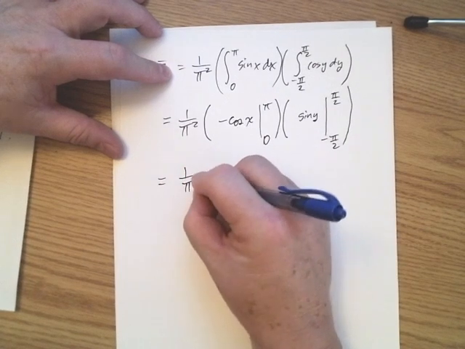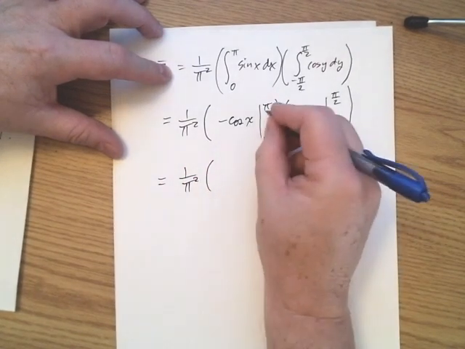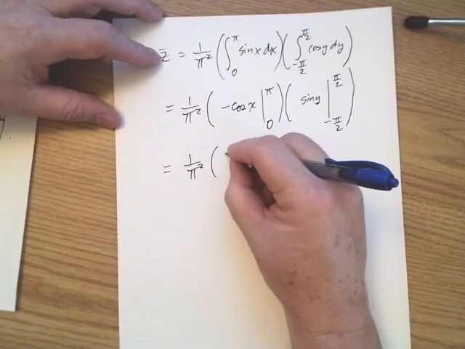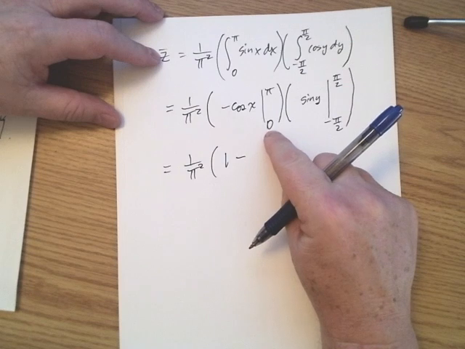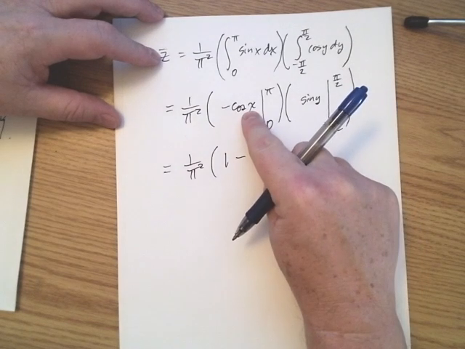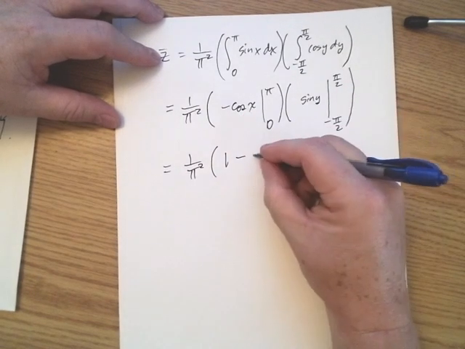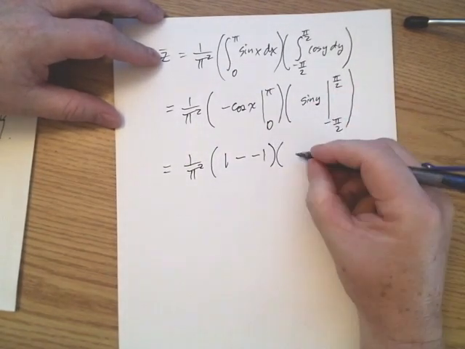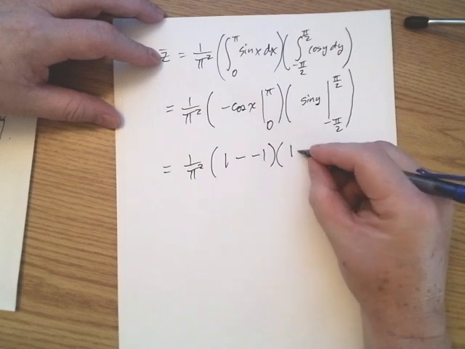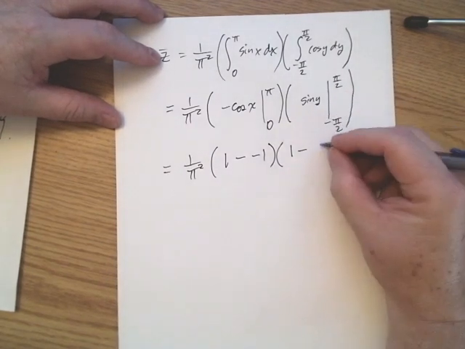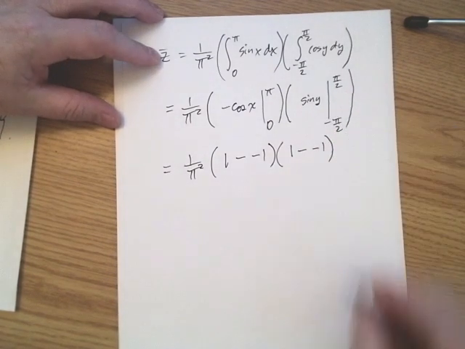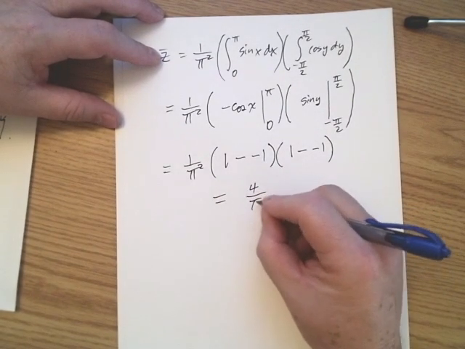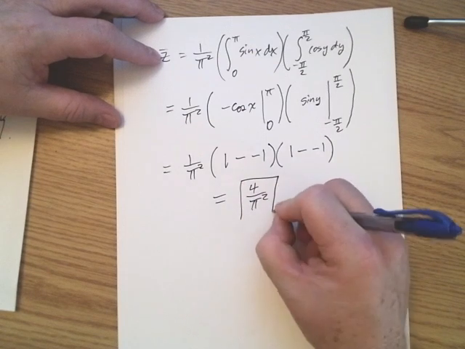So that's 1 over pi squared. Let's see, the cosine of pi is what? Negative 1. And I'm negating that, so I get 1. And then I'm subtracting what? This evaluated at 0 is 1, so that's negative 1 I'm subtracting off there. So there we go. Sine of pi over 2, that is 1. Subtracting from that, the sine of negative pi over 2, which is negative 1 also. And everybody sees I get 2 times 2 is 4 over pi squared for my average here.